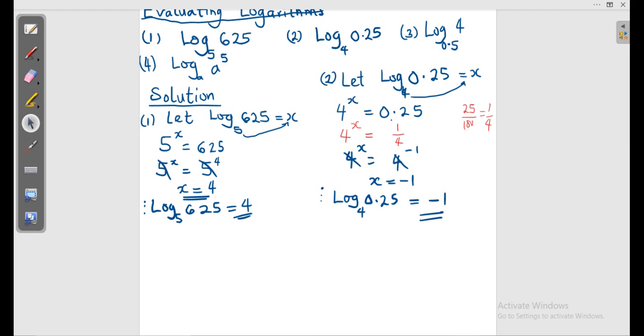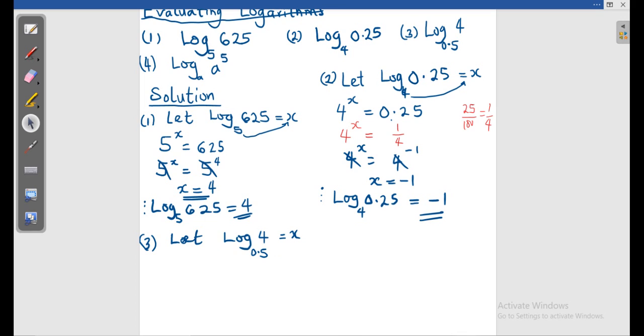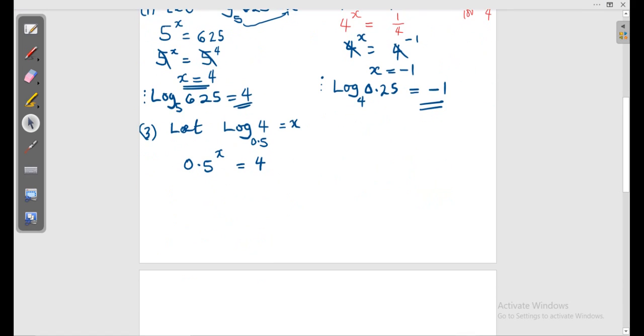Number 3, if we let log 4 base 0.5 be x, that means that if we use the same approach, we'll have 0.5 raised to power x is equal to 4. Now, recall that 0.5 is the same thing as half. So half to the power of x is equal to 4.